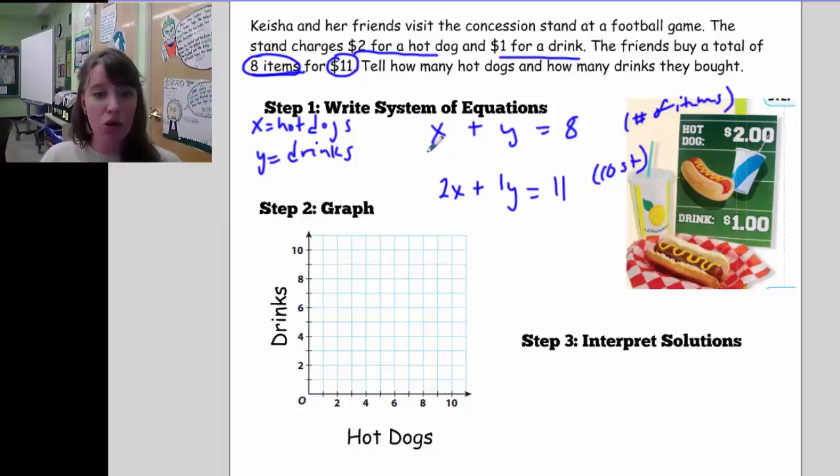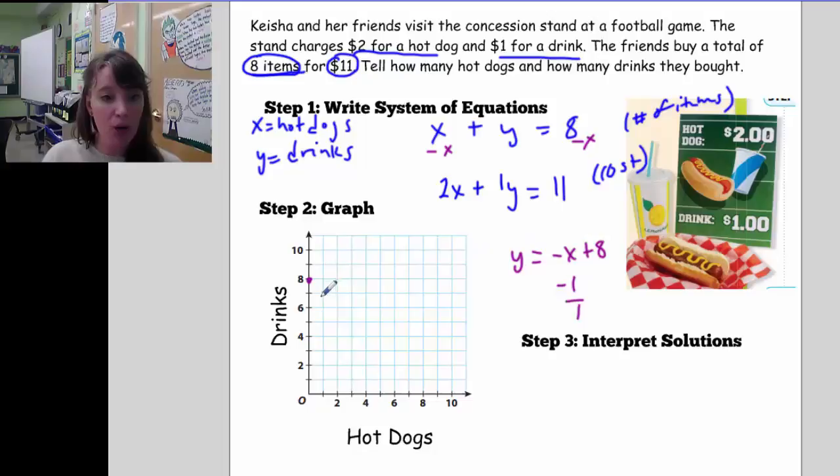I want to subtract x from both sides. So what I would get is y is equal to, and I want to write it as negative x plus 8. Let me go ahead and graph that. So 8's here. Negative x means it's negative 1 over 1. So I want to drop down by 1 and over by 1.